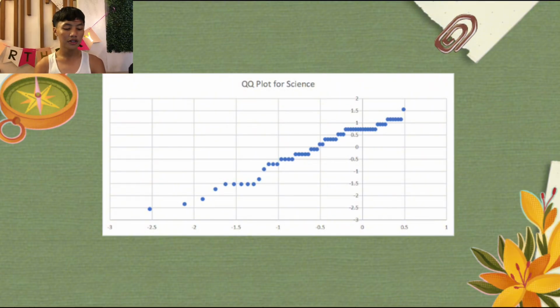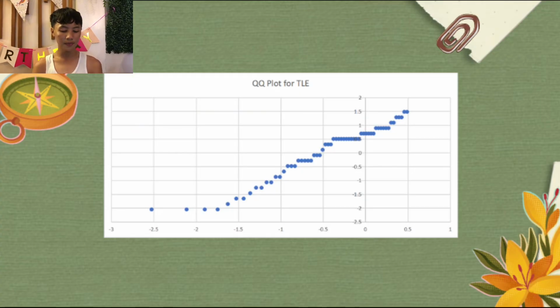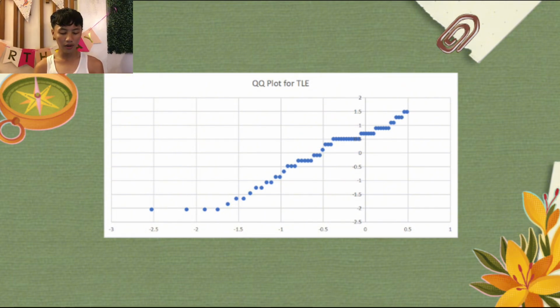Given this, the normality score for science should be around 6.5 over 10, indicating a moderate deviation from normality that may impact statistical assumptions. The QQ plot for TLE suggests some deviation from normality, particularly in the tails. The lower tail falls below the expected normal line, and the upper tail rises above it, indicating potential skewness and outliers. However, the middle portion of the data aligns fairly well with the expected normal distribution.